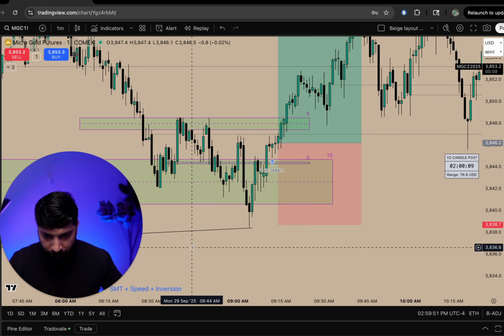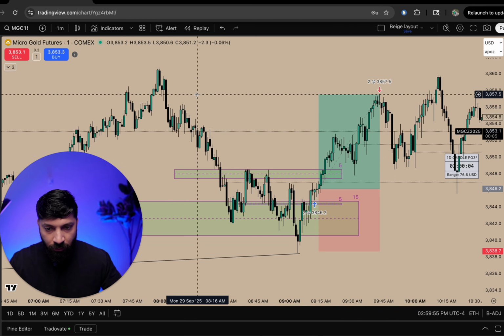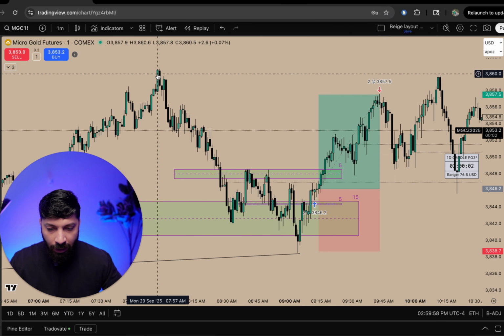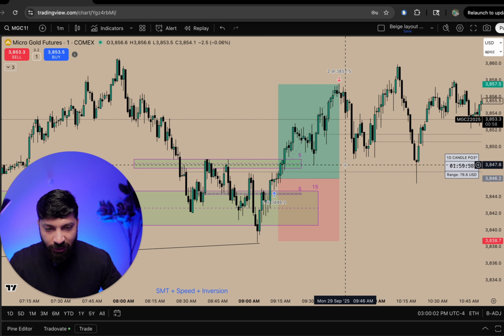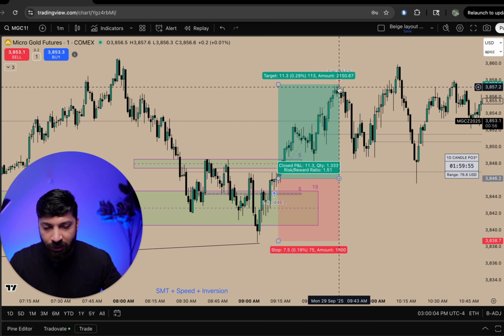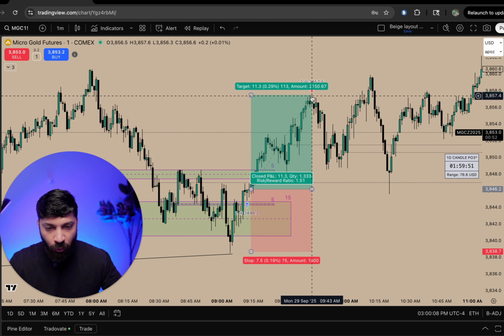Now, there was a clear draw, which was the high of the day, right? That was printed right here at 7:57 a.m. However, price quickly reached 1.5R, and I was content taking my trade right there, right? So price went to 1.5.